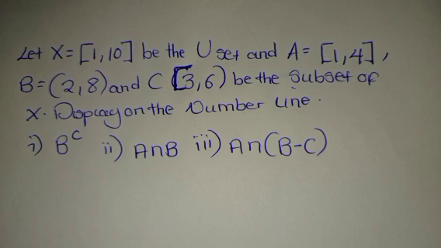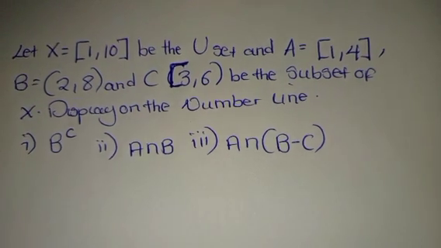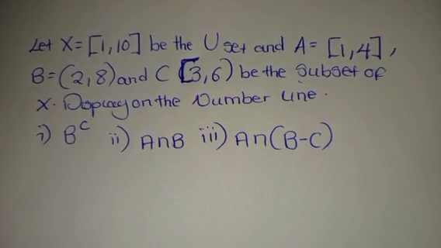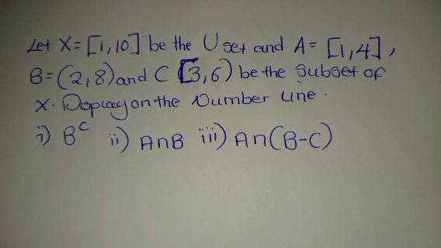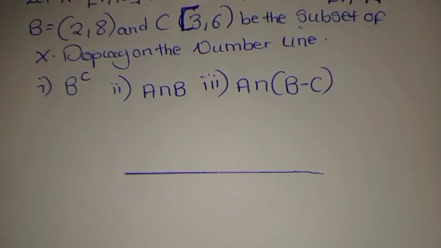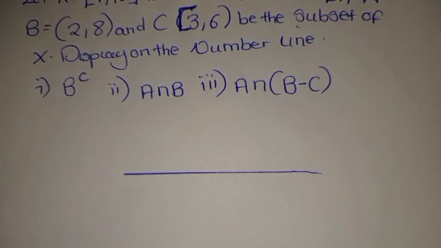So find each of the following and display them on the number line. So we have B complement. Remember, B complement is that set which is not found in B. So how can we find B complement? So we'll first draw the number line. Immediately we draw the number line, we'll plot the universal set on the number line. So when we draw the number line, this is how the number line is going to look like.